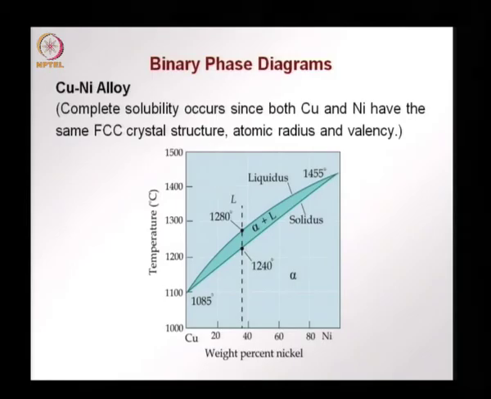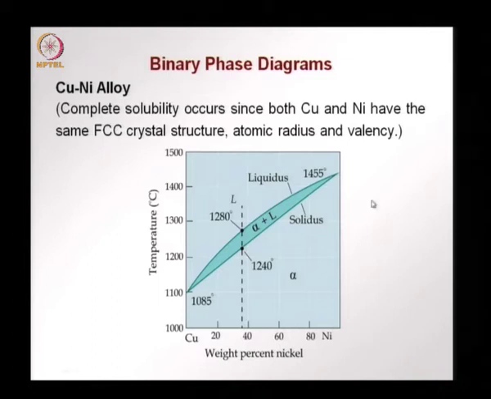So, in the case of an alloy of copper and nickel, this is an alloy where we have complete solubility in both the liquid phase and the solid phase of copper and nickel in each other. This is because both these elements, copper and nickel, have the same FCC crystal structure. They also have the same atomic radius and valency. So, the distortion of the lattice structure is not much when one of these elements is dissolved in the other.